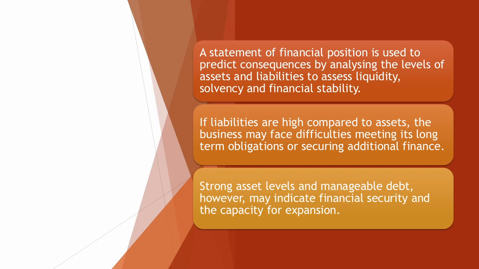A statement of financial position is used to predict consequences by analyzing the levels of assets and liabilities to assess liquidity, solvency, and financial stability. If liabilities are high compared to assets, the business may face difficulties meeting its long-term obligations or securing additional finance. Strong asset levels and manageable debt, however, may indicate financial security and the capacity for expansion.